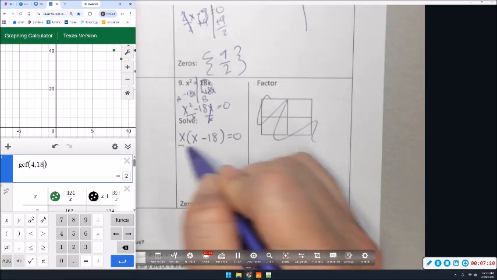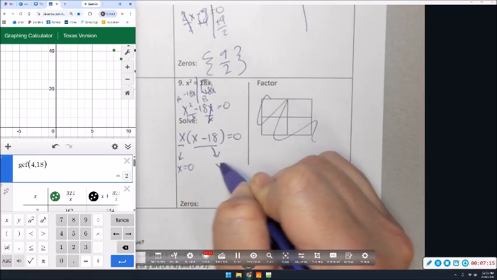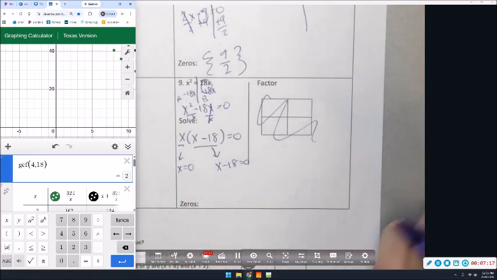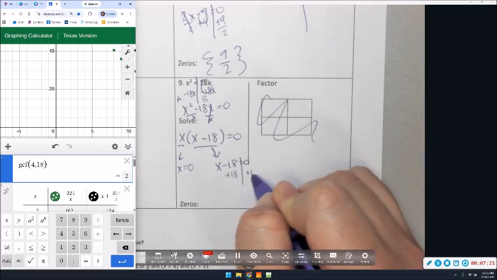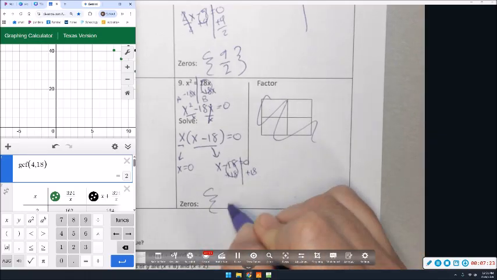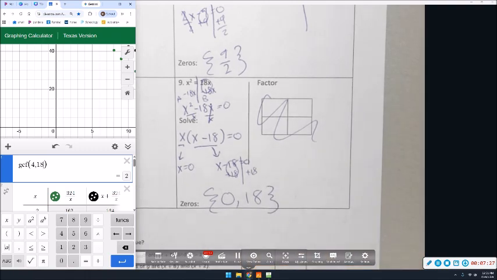So we set both factors equal to 0. This one's already solved. Here, we're going to add 18 to both sides. So my two zeros are 0 and 18. Do y'all see now why I said we like these kind of problems? So when C's missing, it's just a GCF problem.